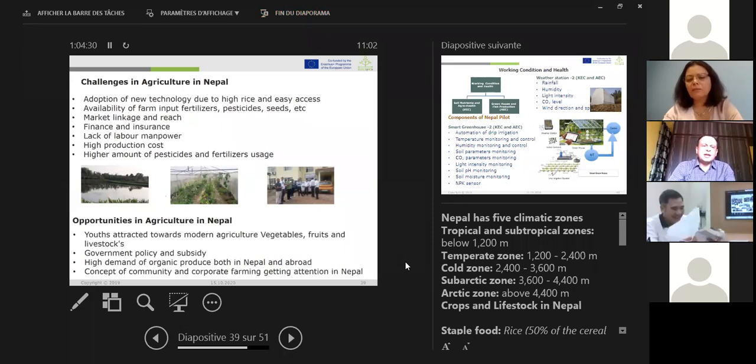And also there are many opportunities in Nepal in agriculture, because the youths who have returned from abroad are very interested in this sector. Generally, they are interested in vegetable farming, fruit farming, and poultry or livestock. And the government also has provided several benefits or subsidies, and has also reformed many policies to boost agriculture in Nepal. At the same time, the demand for organic products in Nepal is increasing very much. So that also has attracted many youths to agriculture. And the concept of community and corporate farming is also getting attention in Nepal.